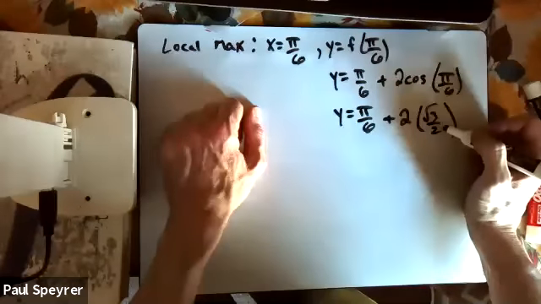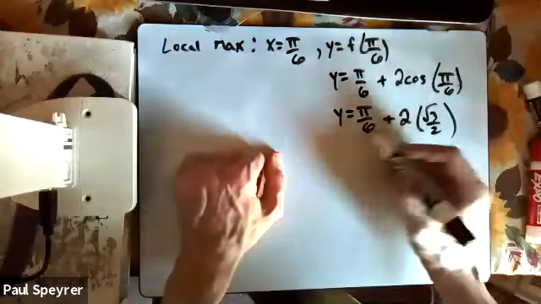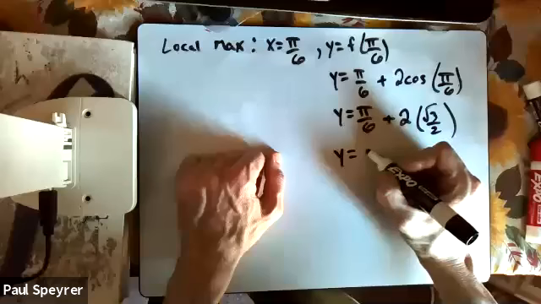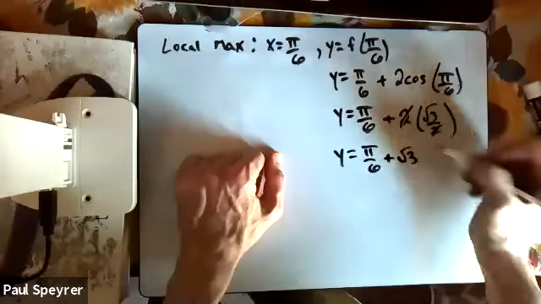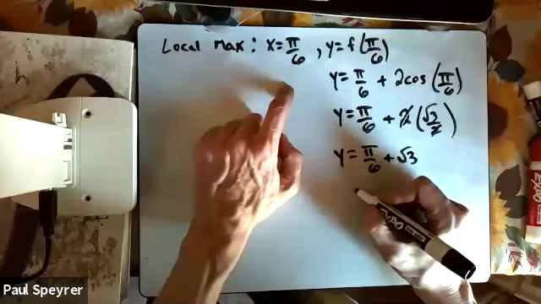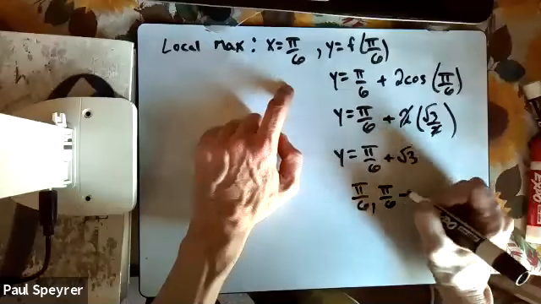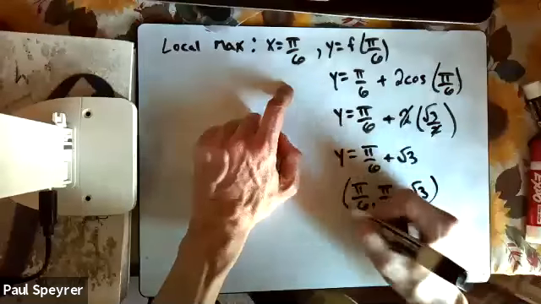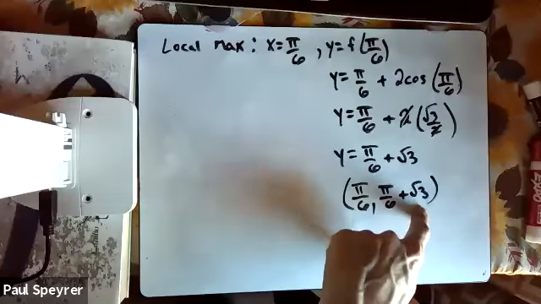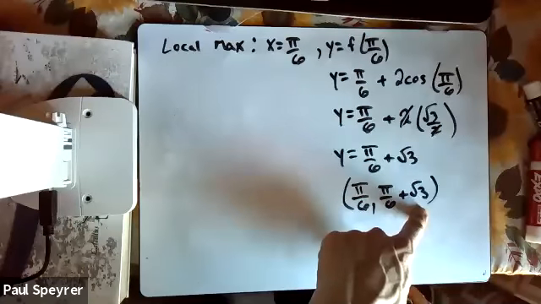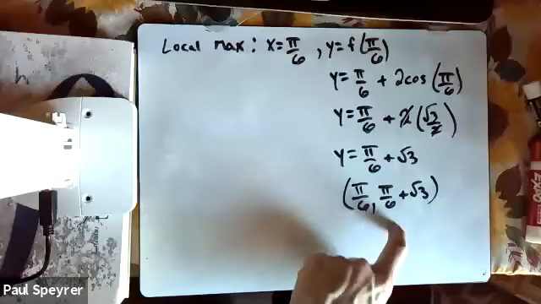Again, it's important that you know the unit circle and the values. If you forgot that, go look at that review. So what happens right here? This is just pi over 6 plus root 3, because the 2's can cancel. So as an answer, you'd have pi over 6 comma pi over 6 plus root 3. This is your x value. This whole thing here is your y value. Don't convert that to a decimal unless the problem asks you to. It probably won't, so leave it in exact form. This is your local max.